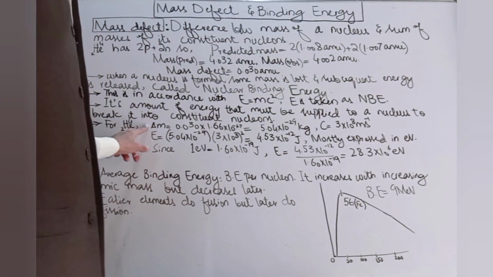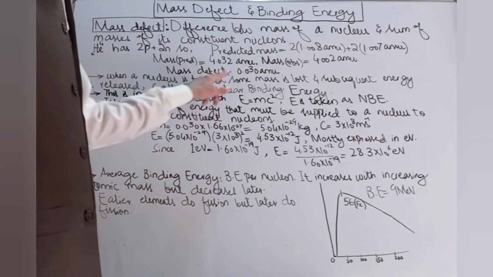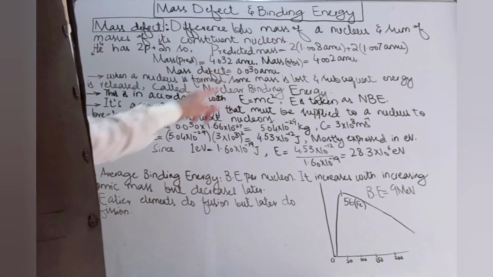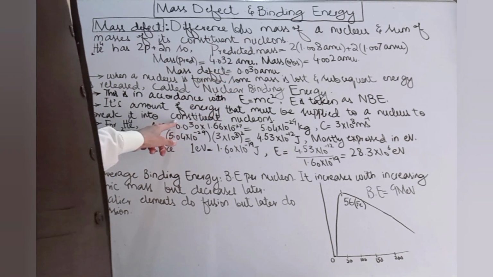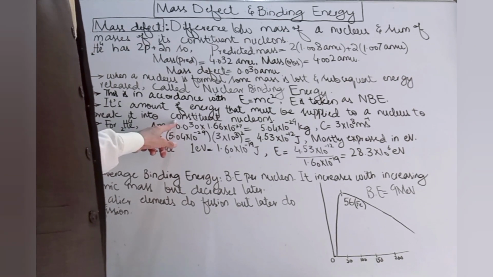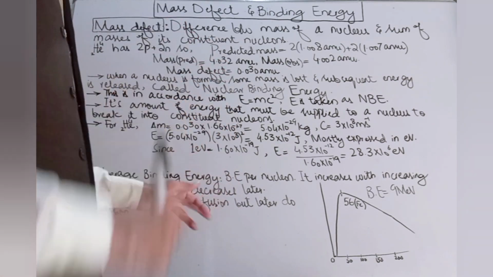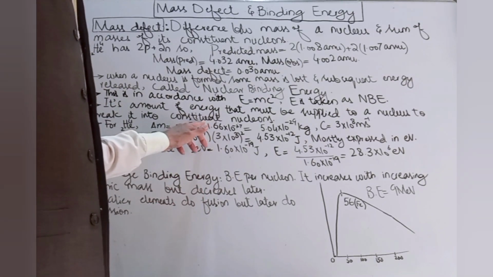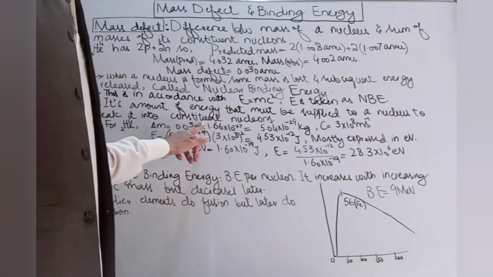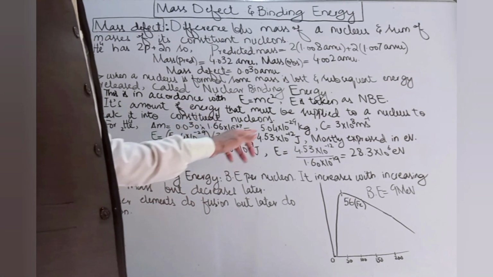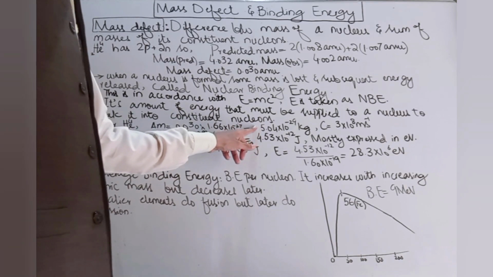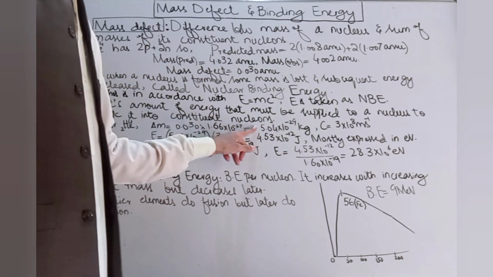So in case of helium-4, we have calculated the mass defect. That's equal to 0.03 AMU. In order to convert it into kilogram from the AMU, we are going to multiply it with 1.66 into 10 to the power minus 27. So this is converted into 5.04 into 10 to the power minus 29 kilogram.